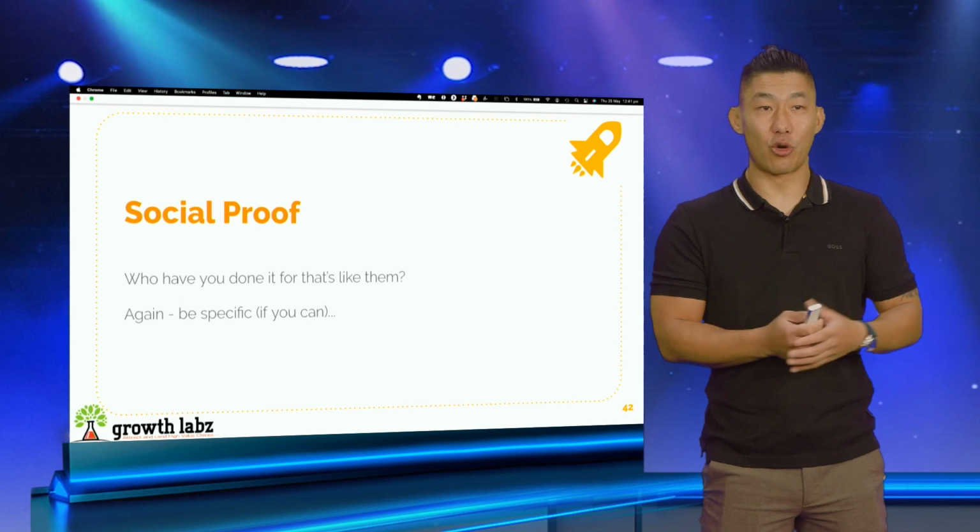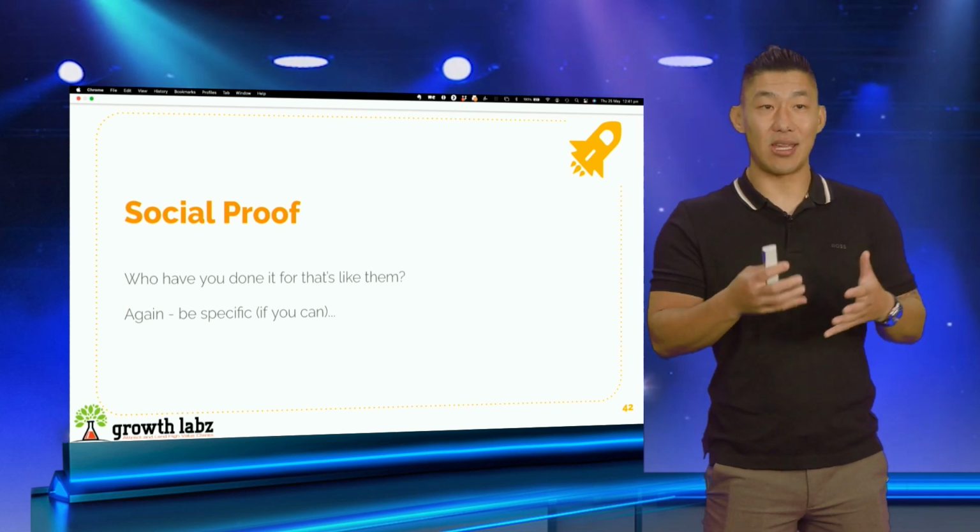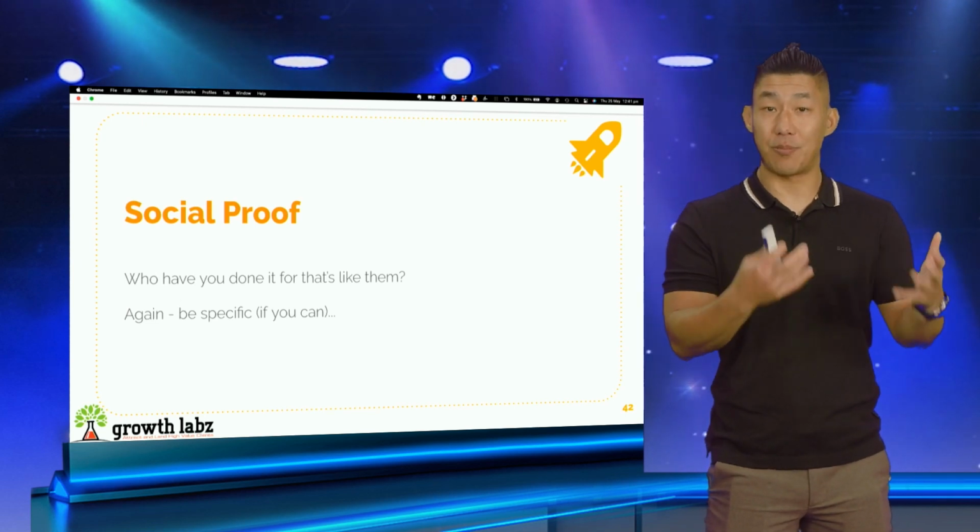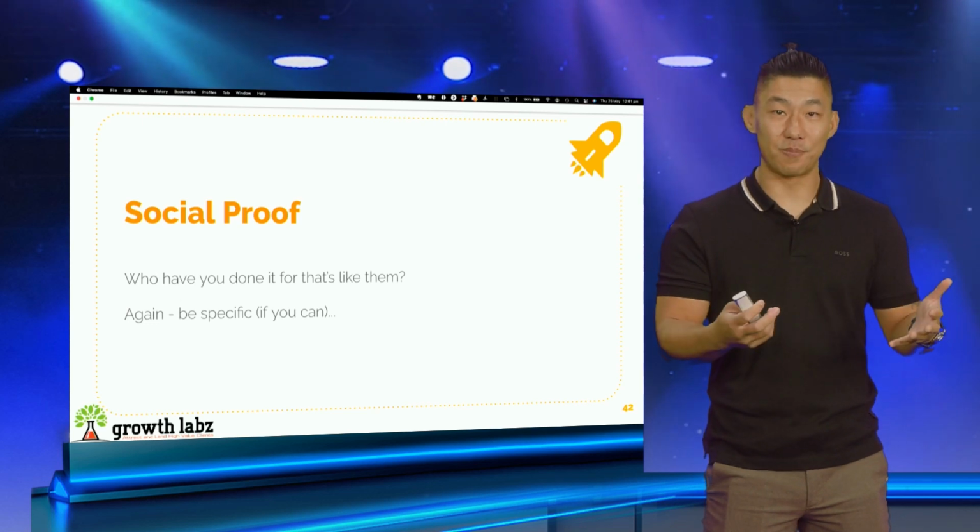We then talk about social proof, or what have you done for someone like them, right? How do we build trust as quickly as possible, knowing that we're coming out of the cold?